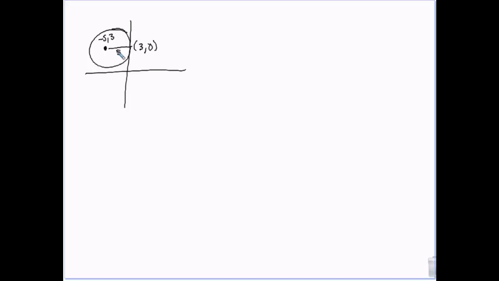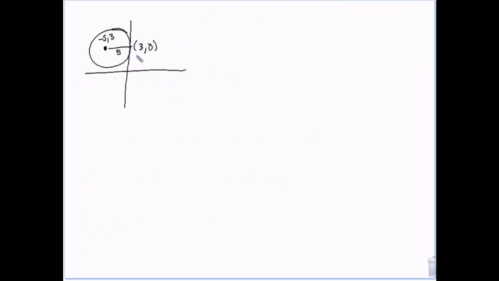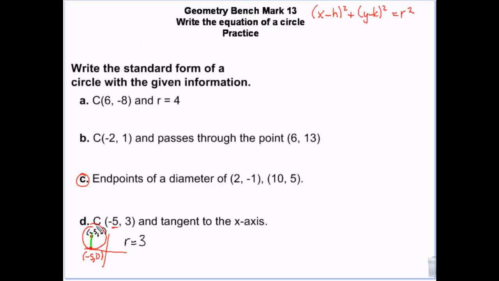It'll say center, and then it'll say tangent to the x-axis or tangent to the y-axis. It'll give us that other number. See, if it's touching the y-axis, I know the x-coordinate. And like here, it was touching the x-axis, so I knew the y-coordinate. Does that help? Okay.